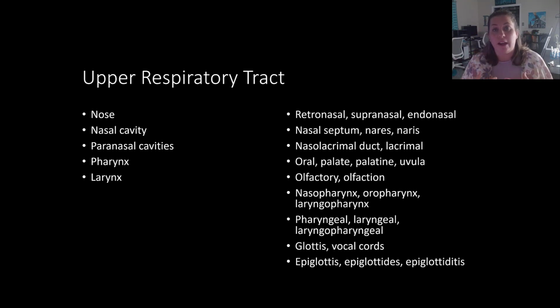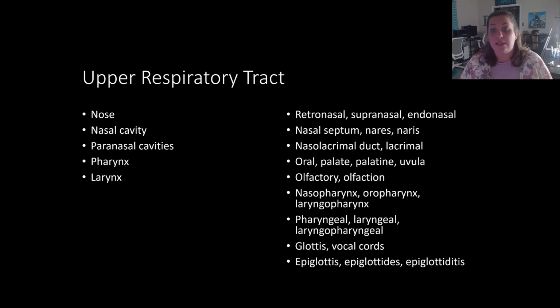You have the oropharynx, which is where the mouth connects to the throat. The laryngeal pharynx is where the larynx and throat come together. You also can see where there would be pharyngeal, laryngeal. Those are the adjective forms when we're talking about those areas in the upper respiratory system.